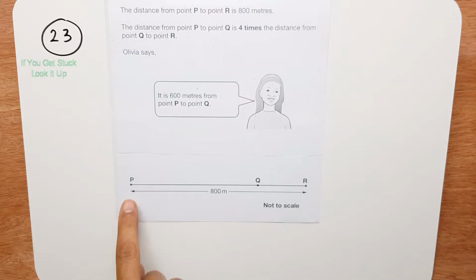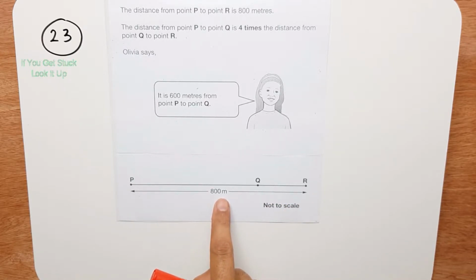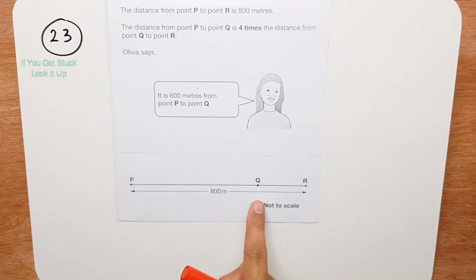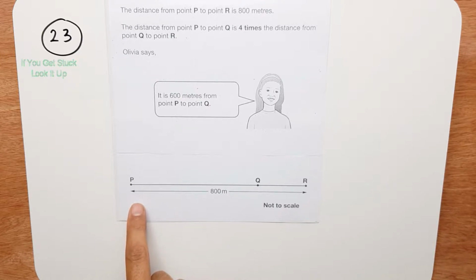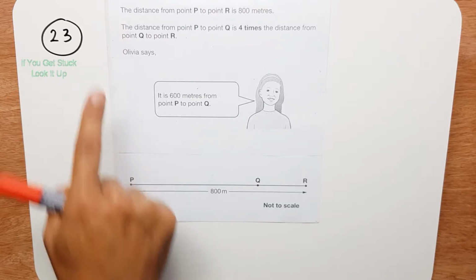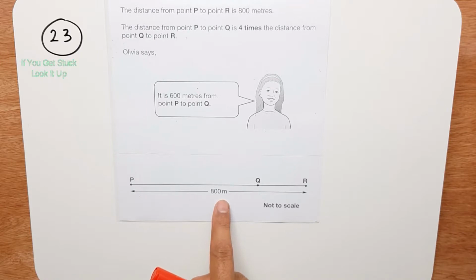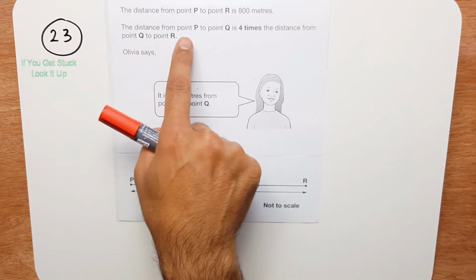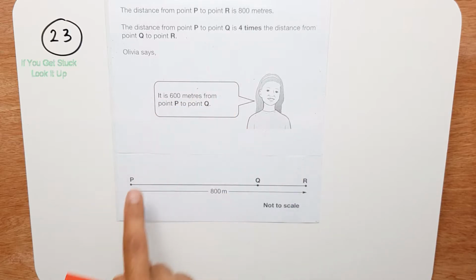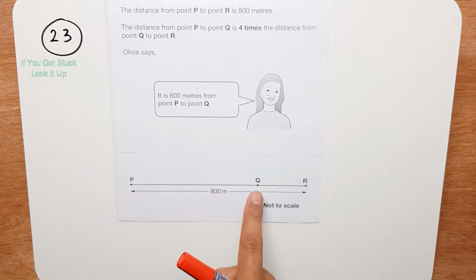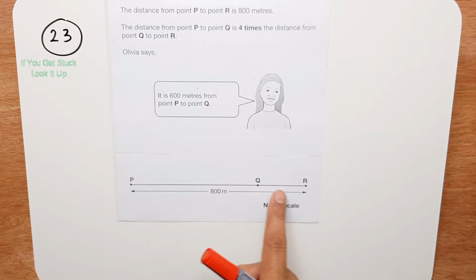In question 23, we're given this line and we're told that it's 800 meters long and it's not to scale. So what they're saying is don't use a ruler to try to measure and work out the distances. So we have to do a calculation. We're told that the distance from P to R is 800 meters. And we're also told that the distance from point P to point Q, so that's from there to there, is 4 times greater than from there to there.